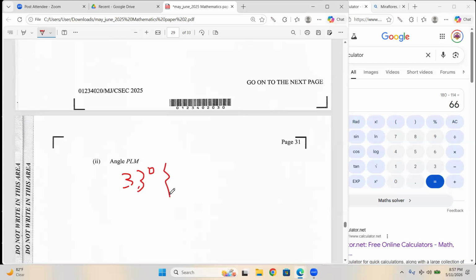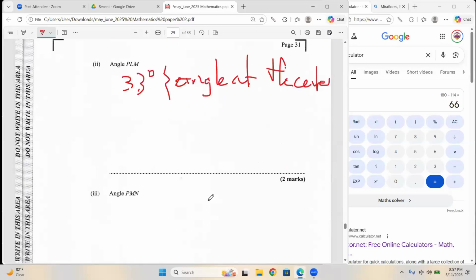And the reason would be angle at the center. Or you could put angle at the center there. Yeah, angle at the center, 2 marks. One for your degrees or your angle, and the next one for your reason.